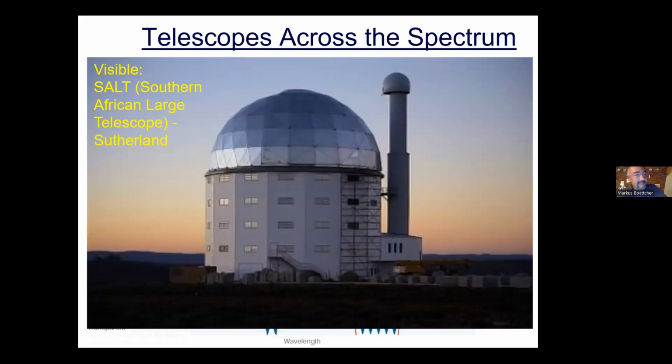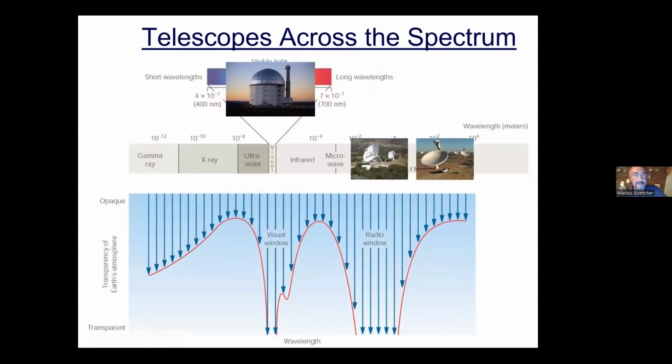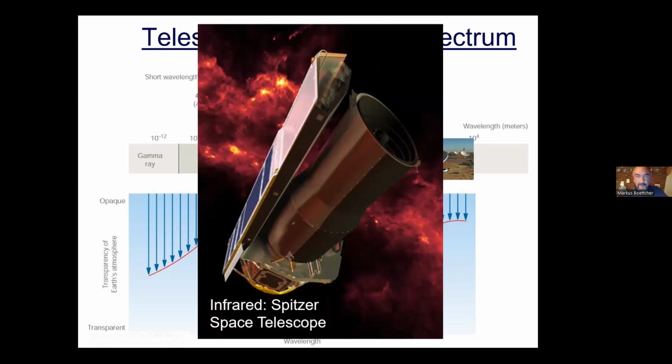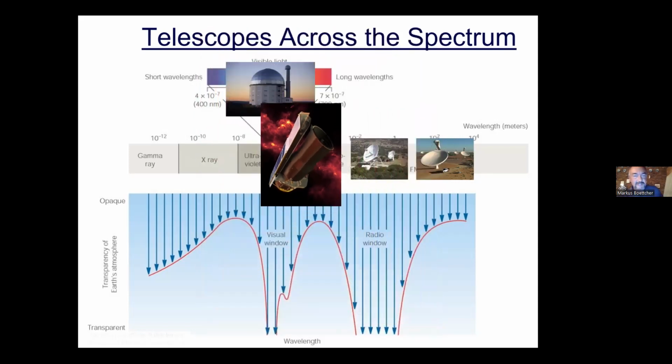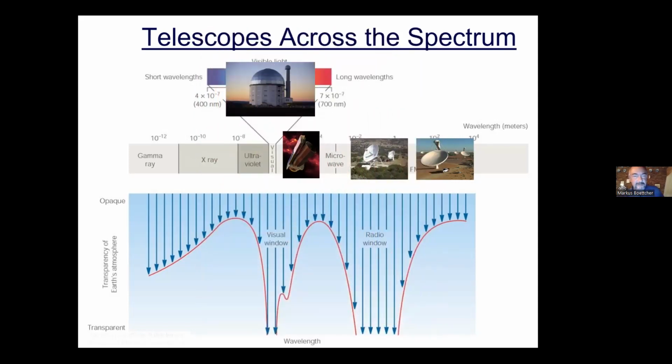In visible light in South Africa near Sutherland, I'm pretty sure many of you are familiar with it. We have the Southern African Large Telescope, SALT, and many other optical telescopes, again, astronomy that we can do from the ground. And SALT, in fact, is the largest single optical telescope in the Southern Hemisphere that we have right here in South Africa. In almost all other wavelength bands, we need satellites, like, for example, the Spitzer infrared telescope that orbits the Earth.